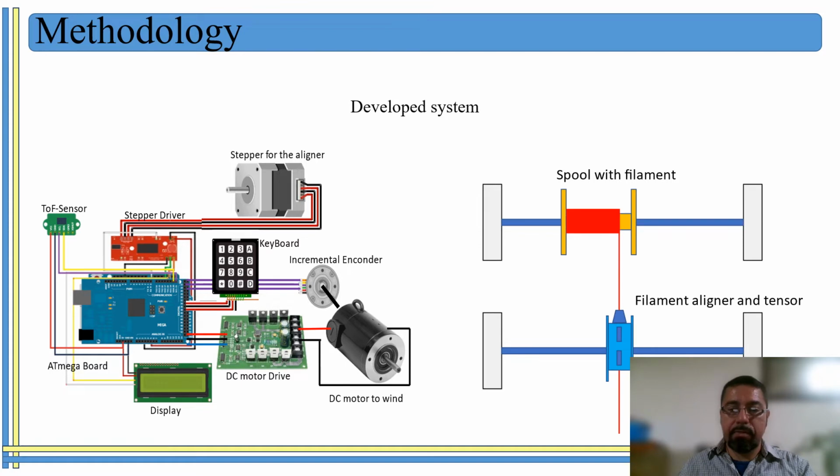Well, the system has to calculate the amount of turns that they're going to be on the spool, but I'm going to talk about this part later. And then it has a time of flight sensor, which is used to set the aligning car at home, so the machine can know exactly where the car is, and it's going to start from this part to start winding the optical fiber.